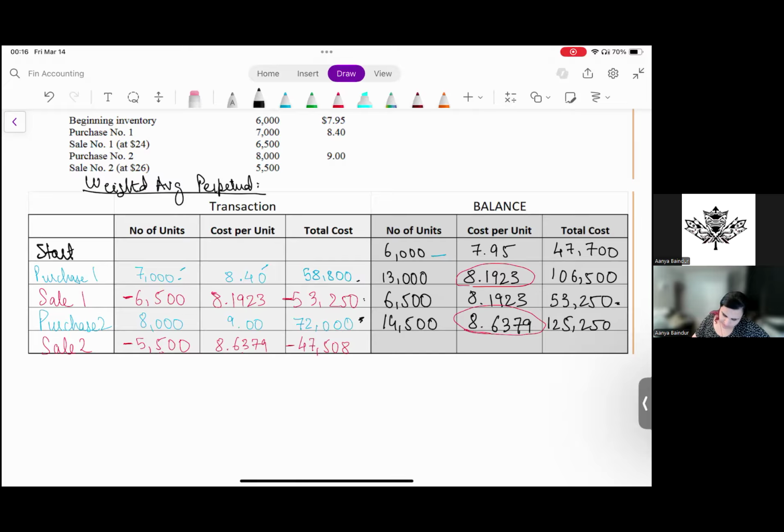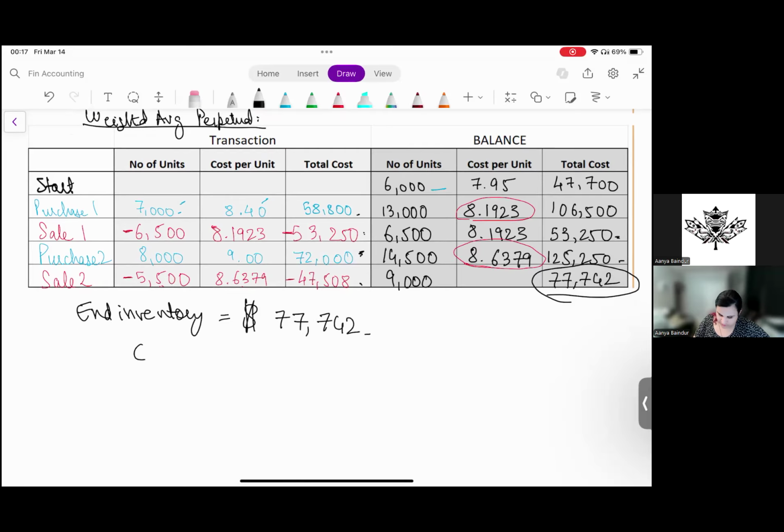Great. Now let's find what our balance is. So we had this much, we removed this much. Let's find 14,500 minus 5,500. That's 9,000. So at the end, we have 9,000 units. And let's find the ending value. So 125,250 minus 47,508 gives you 77,742. This is our ending value. So this end inventory is equal to 77,742.